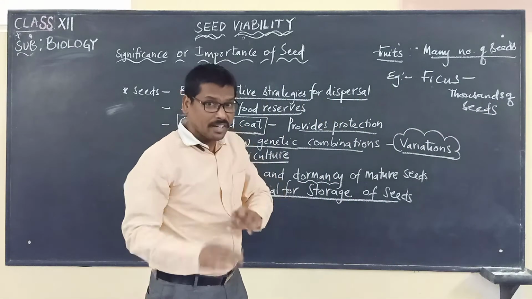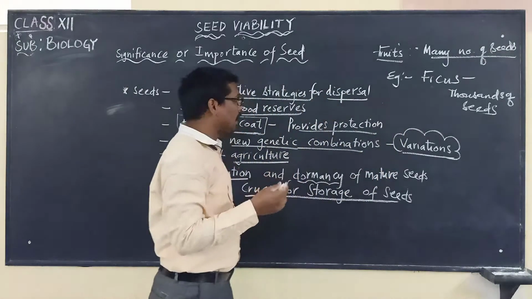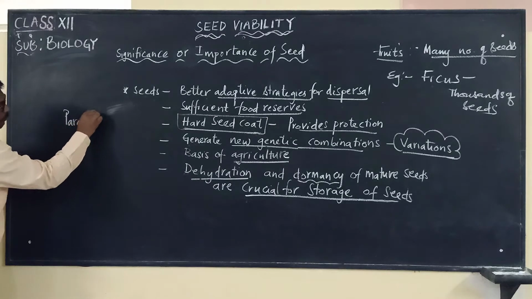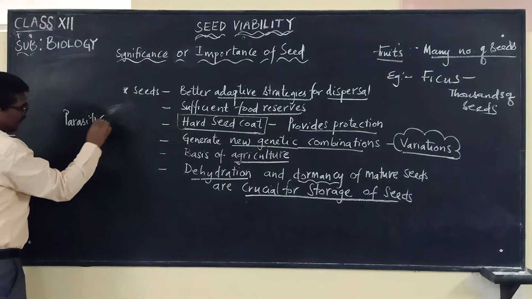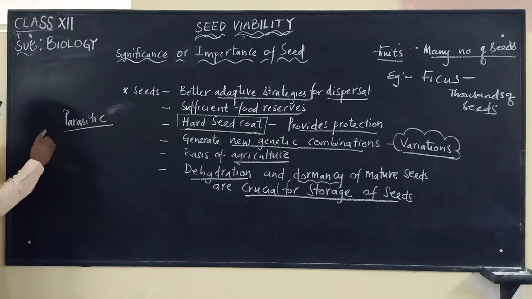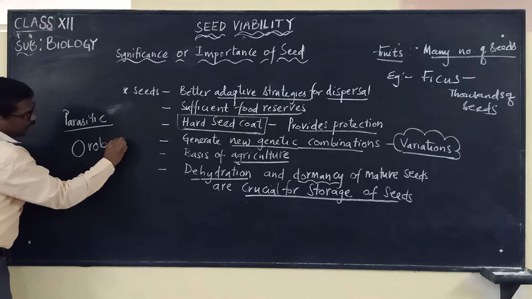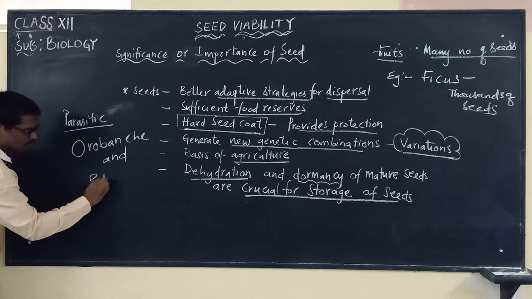And a very important thing is that there is another plant that you have to keep in mind. Parasitic, or there are two. Okay, parasitic plants which are bearing seeds, and those plants are called orobanch and striga. Orobanch and striga.